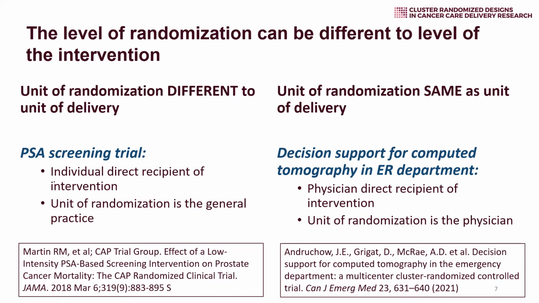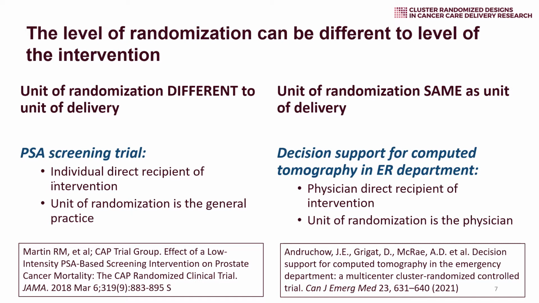So on the left-hand side is an example where the unit of randomization is different to the unit of delivery. So in this example, the PSA screening trial, an example that we've looked at earlier, the intervention is a PSA screen. This is given directly to the individual participant, so the individual is the direct recipient of the intervention. The unit of randomization, however, is the general practice, therefore an example of where the unit of randomization is different to the unit of delivery of the intervention.